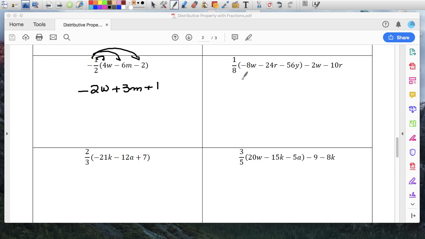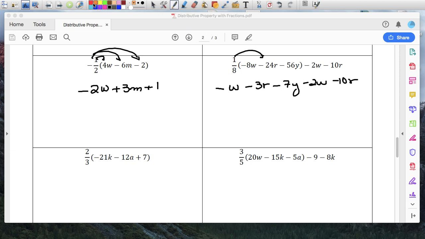In this case here, I'm dividing everybody by 8, so positive and negative is negative. 8 divided by 8 is 1, or just 1w, or just w. Positive and a negative is going to be a negative. 24 divided by 8 is 3, 3r. Again, it's going to be negative. 56 divided by 8 is 7y, minus 2w, minus 10r.